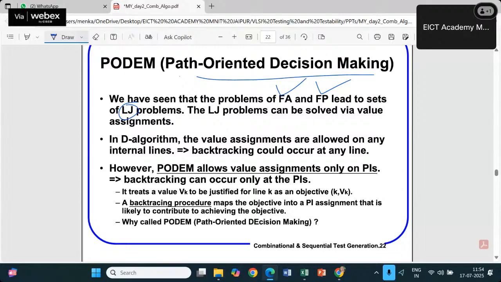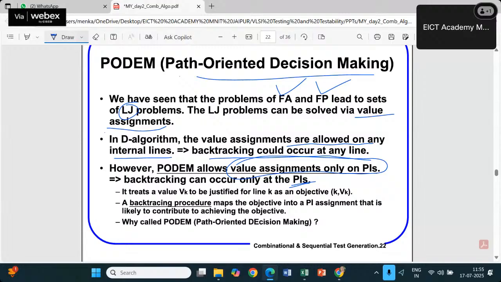It can be an intermediate node or anything, and a primary input can also be there. So that is the case of the D algorithm. However, in the PODEM algorithm, the value assignment is only done on PIs, the primary inputs, based on the goal, right? It means backtracking can only occur at the primary inputs. That is the virtue of the PODEM algorithm.